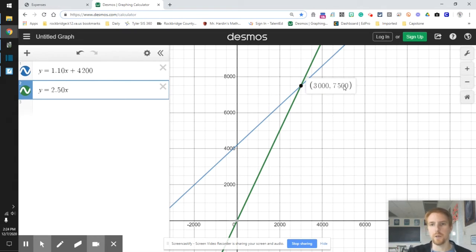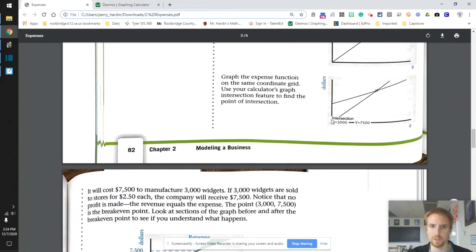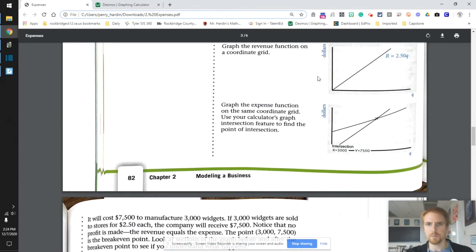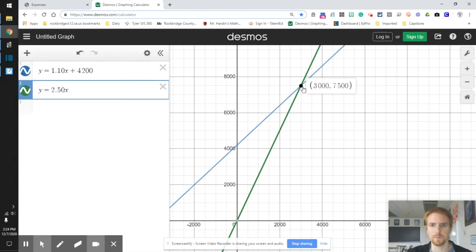Now, it's kind of like an equilibrium point happening here, but it's a little bit different. It's quantity and dollars. So I'm going to need to make at least 3,000 of these widgets, and it's going to cost me $7,500 to make that happen. But if I sell them all, I'm also going to make $7,500 back. So that's what we call the break-even point. Okay, and you're going to see that explained down here. This intersection right here is called a break-even point.